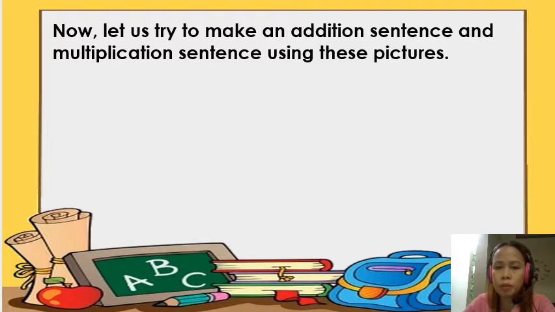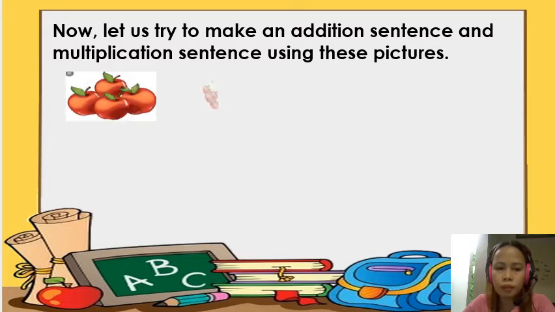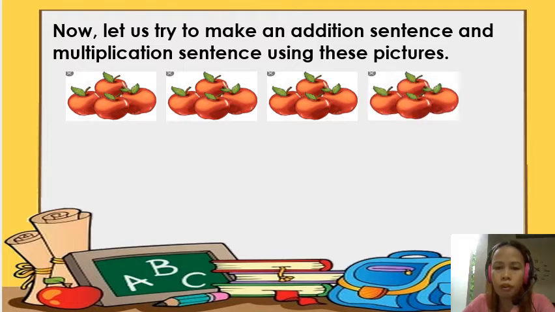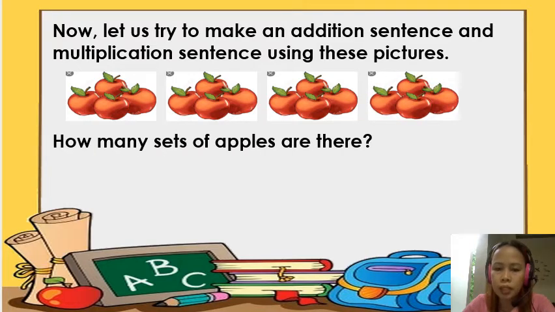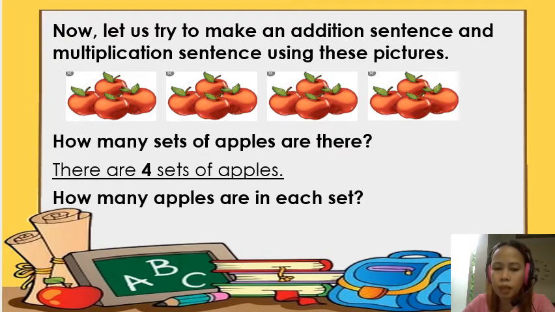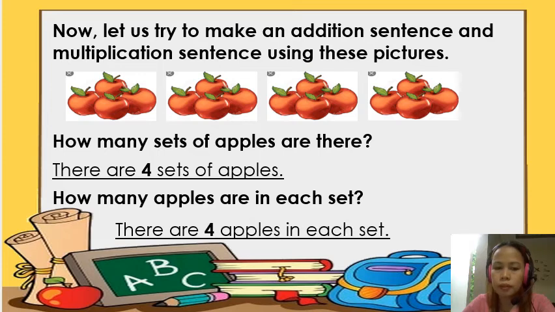Now, let's try to make an addition sentence and multiplication sentence using these pictures. Help me count the sets of apples I will show you. Ready? 1, 2, 3, 4. How many sets of apples are there? The answer? There are 4 sets of apples. How many apples are in each set? There are 4 apples in each set.